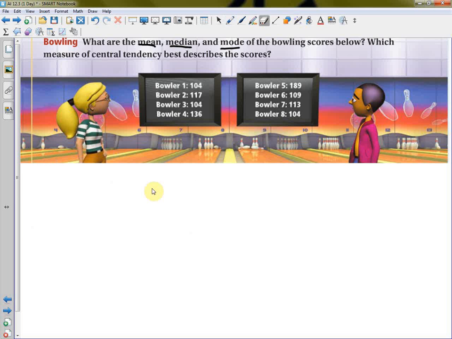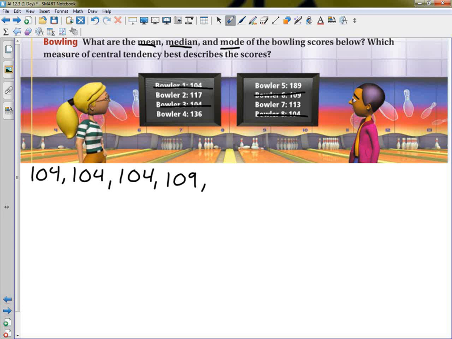The first thing I'm going to do is write these 8 bowling scores from lowest to highest. So I have a score of 104, and in fact I think we have 3 104s. That was a popular score, so that gives us 104, 104, 104. The next one looks like 109, then 113, 117, 136, and 189. So now that they're all written out, it will help us find those measures of central tendency, or the mean, median, and mode.